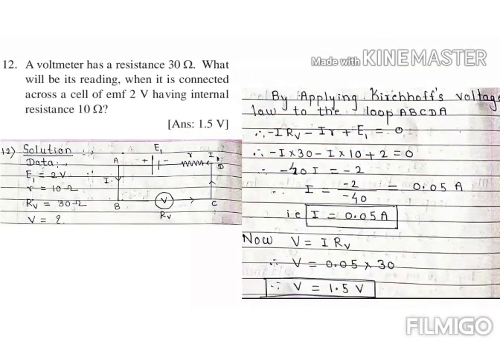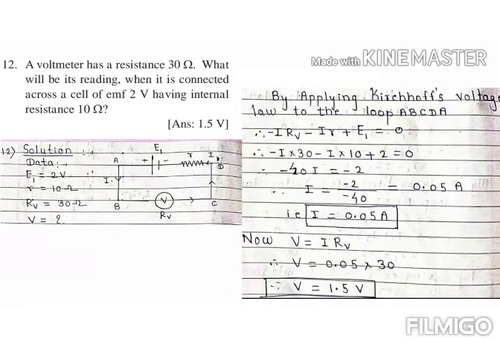We will solve second numerical. A voltmeter has a resistance 30 ohm. What will be its reading when it is connected across a cell of EMF 2 volt having internal resistance 10 ohm? In order to solve this numerical, we have to draw the diagram.